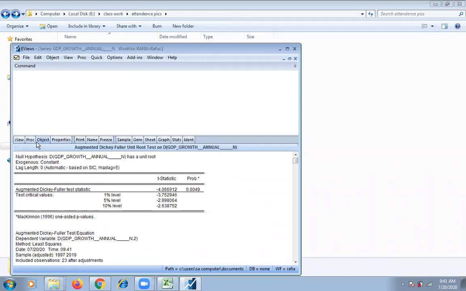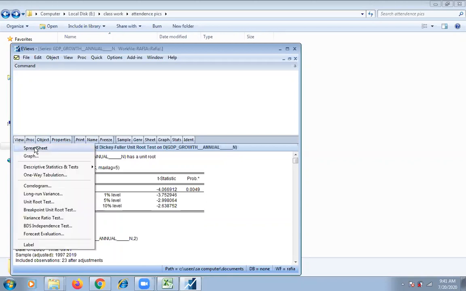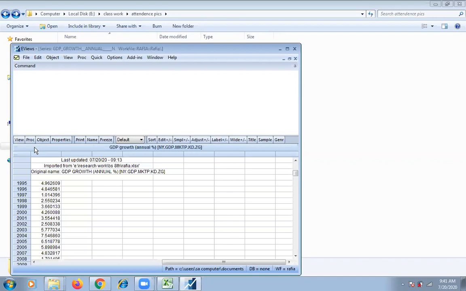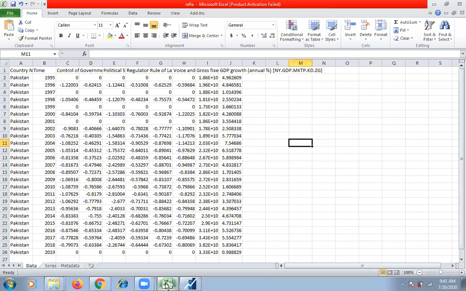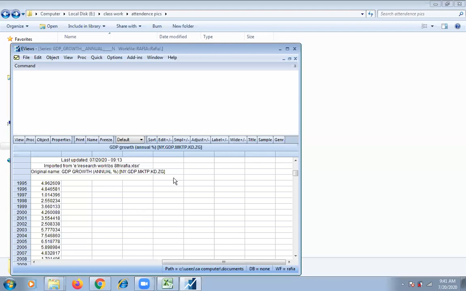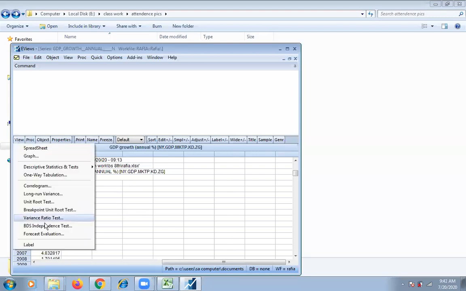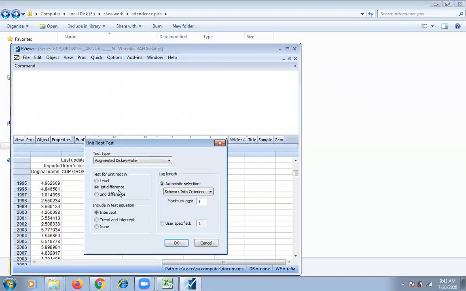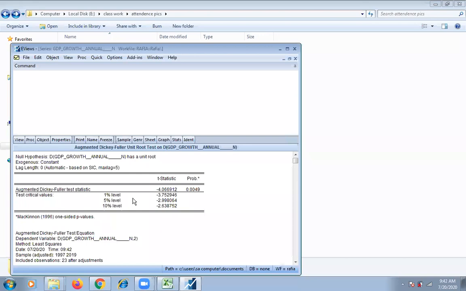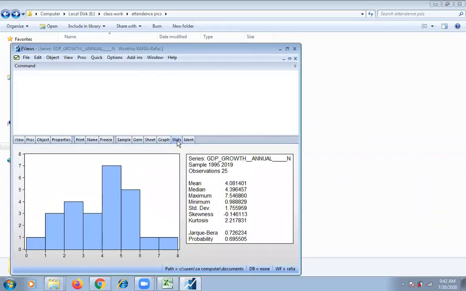That is so easy. Now you want to see, we are going to the spreadsheet. This is a data sheet, madam. You can do again unit root test, first difference. This outcome is over here. You can see here, madam, at level it is non-stationary.